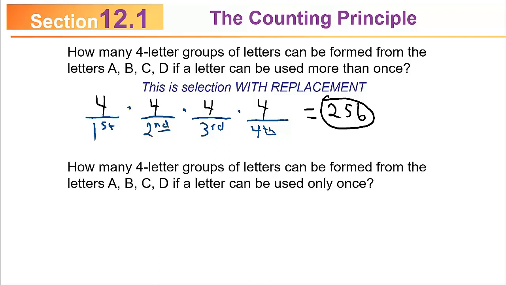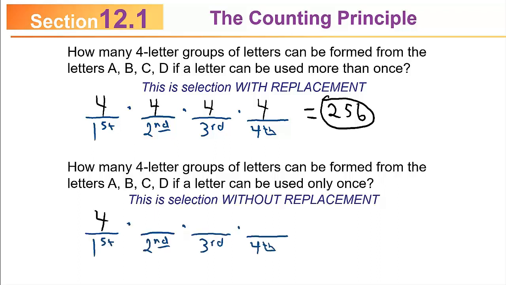But what if you do it where a letter can only be used once? That means once you pull a letter out, you can't put it back in again. Well, this time you're drawing without replacement. So it starts off the same. There are 4 letters, but once you look at that letter, you don't put it back in, so there are only 3 left for the 2nd draw. There are only 2 left for the 3rd draw, and by the 4th draw, there's only 1 letter left. So by the counting principle, if you draw without replacement, you get 4 times 3 times 2 times 1, which is 24 different 4-letter groups.